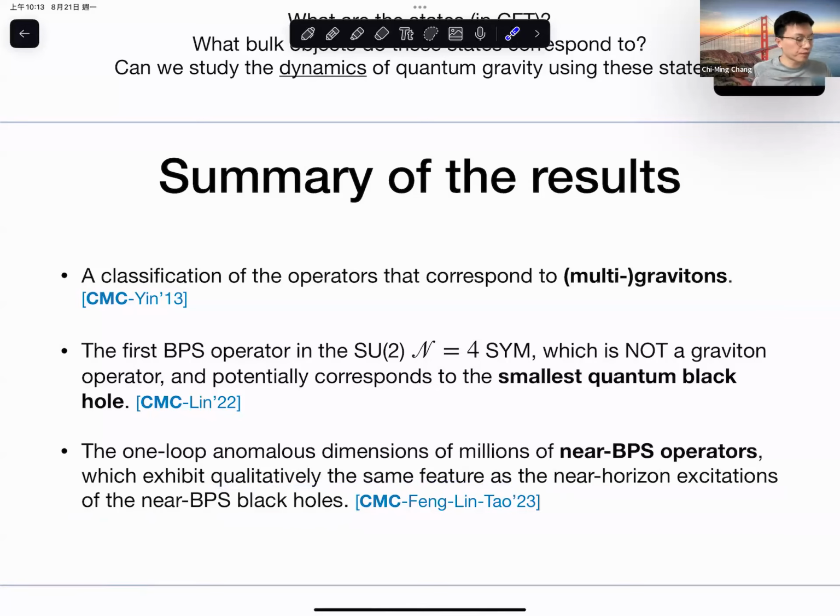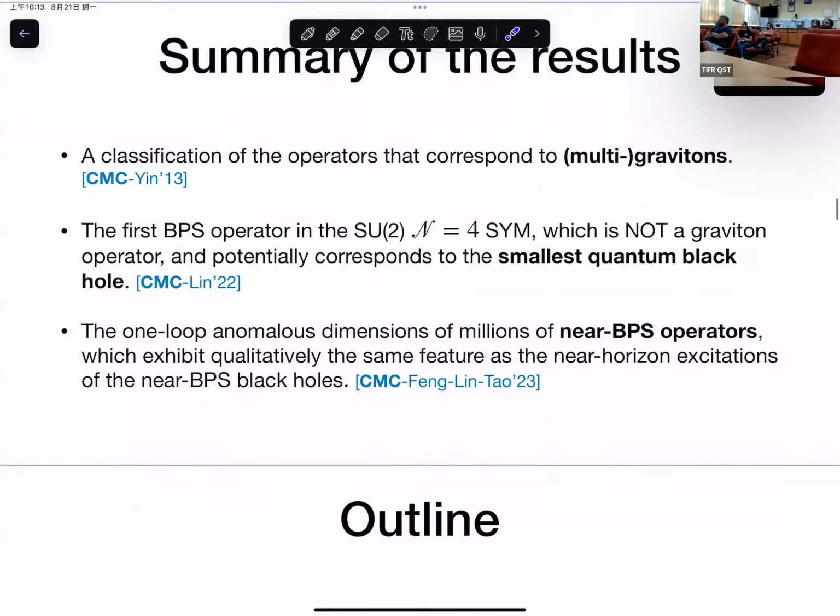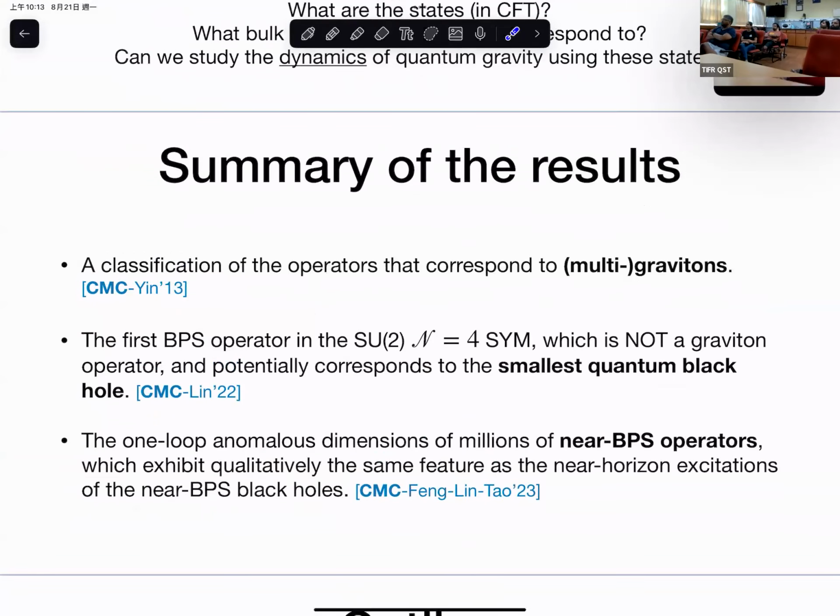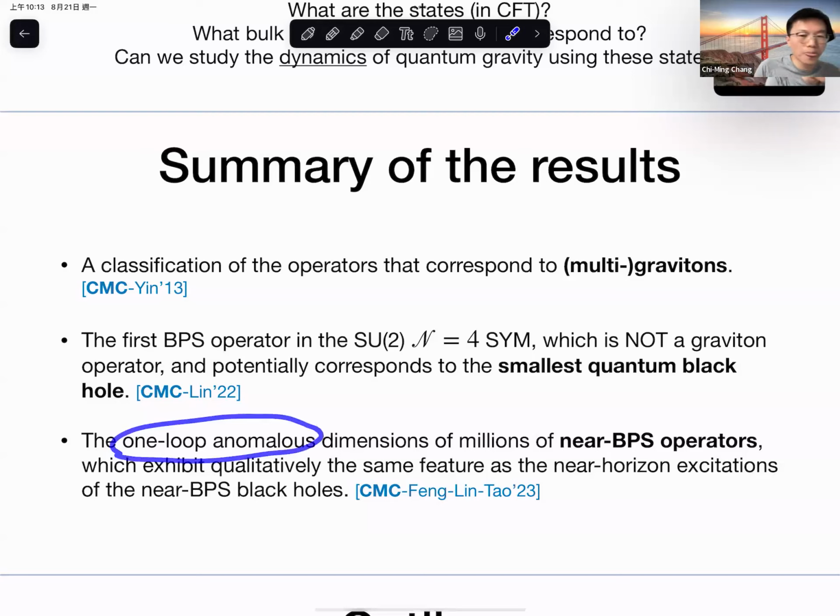So Chi-Ming, these one loop anomalous dimensions would be at big coupling? Right. So yes, it's one loop at weak coupling. And of course, the bulk computation is at the strong coupling region. So of course, this is not an exact match. We just see some qualitative feature that's similar to what people have found from the bulk.